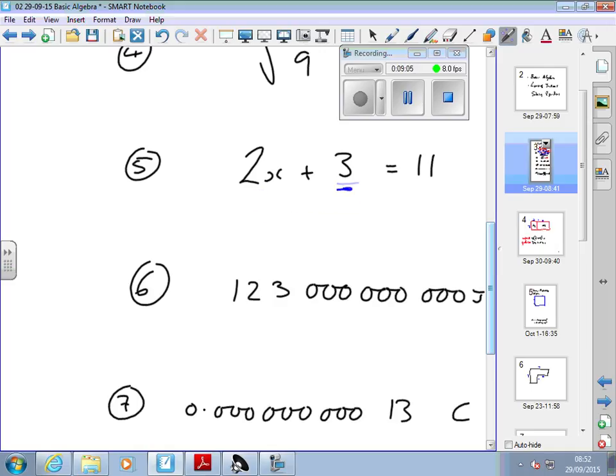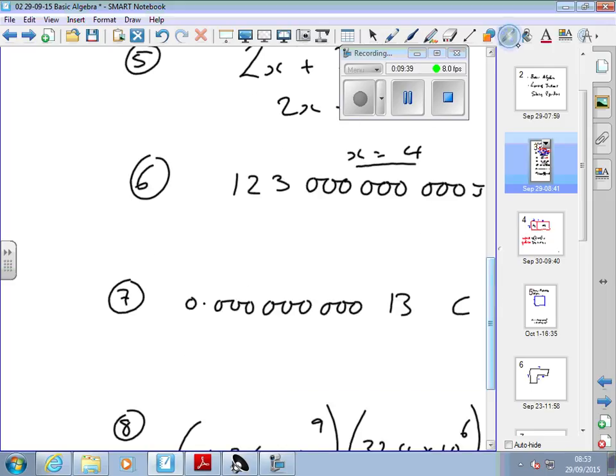The first thing I do is get rid of the 3 by subtracting it. As it's added, I subtract it. So subtracting 3 from both sides, I get that. And then, what's happened to the x? It's been times by 2, so divide by 2. And that cancels that out. But I must divide both sides by 2, so x equals 4. You could pretty well do that by inspection, but it's the steps that's the important thing, because when they get more complex, you need to follow the steps.